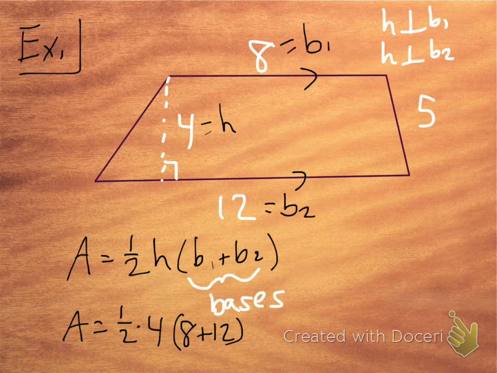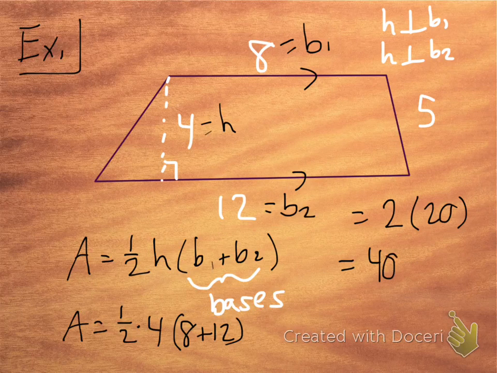So now it's just 1/2 times 4 times the sum of 8 plus 12, which gives us what? Well, 1/2 times 4 is 2, times 8 plus 12 is 20. 2 times 20 is 40. A lot of you are going to stop here and say that's your final answer, which would give you solid partial credit if you have a mean teacher like I am.